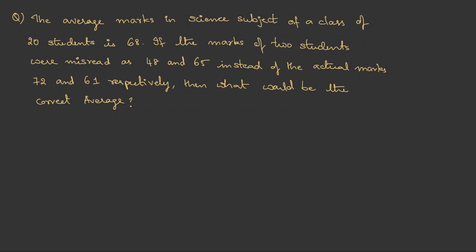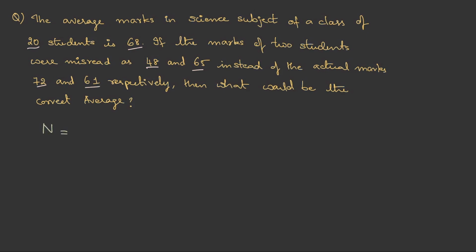The average marks in science subject of a class of 20 students is 68. If the marks of 2 students were misread as 48 and 65 instead of the actual marks 72 and 61 respectively, then what would be the correct average? Pretty similar. For this, let me add the given data.